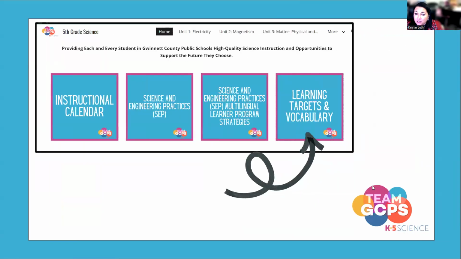If you are wondering, what words should my kids be catching? I want to make sure that you know about our learning targets and vocabulary buttons. So on every grade level page, when you go to the home page, which is the first page that pops up, you scroll down, you're going to see our curriculum calendars, our science and engineering practices, our ML strategies, and then our learning targets and vocabulary.